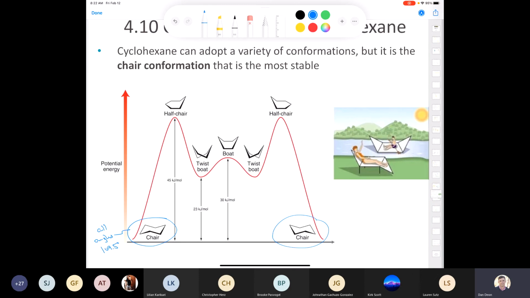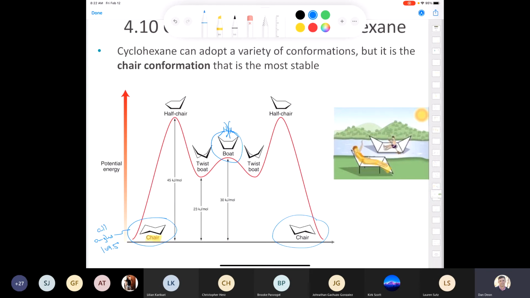The only ones you're really going to be concerned about in this class, 99.9% of the time, will be the chair, okay? And you can see why it's called a chair, because you see the person sitting in the chair right here. The other one that will come up from time to time, might be worth a question or two on the next quiz, would be the boat. And you see that the boat is considerably higher energy. The reason why is because we get what are called flagpole interactions by the hydrogens here and here. They really get close to each other and makes it higher energy.